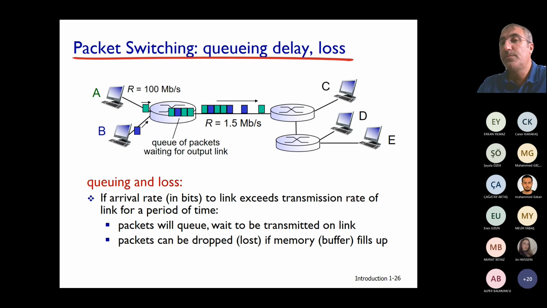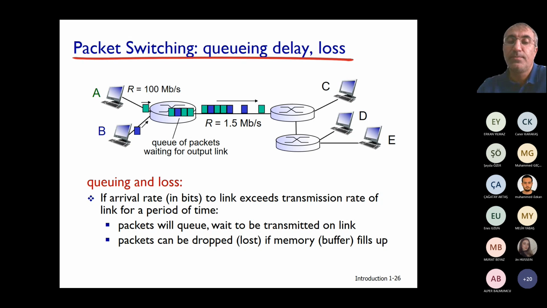Of course, we have some problems when we transmit these packets. One of them is the queuing delay or packet loss. So the condition for queuing is if your arrival rate is more than the link capacity, then you experience queuing. The queue forms basically because your rate is much more than the transmission rate. So you need to put some of the packets in the buffer in order to wait for their turn. In this case, the packets will queue and wait to be transmitted once their turn comes.